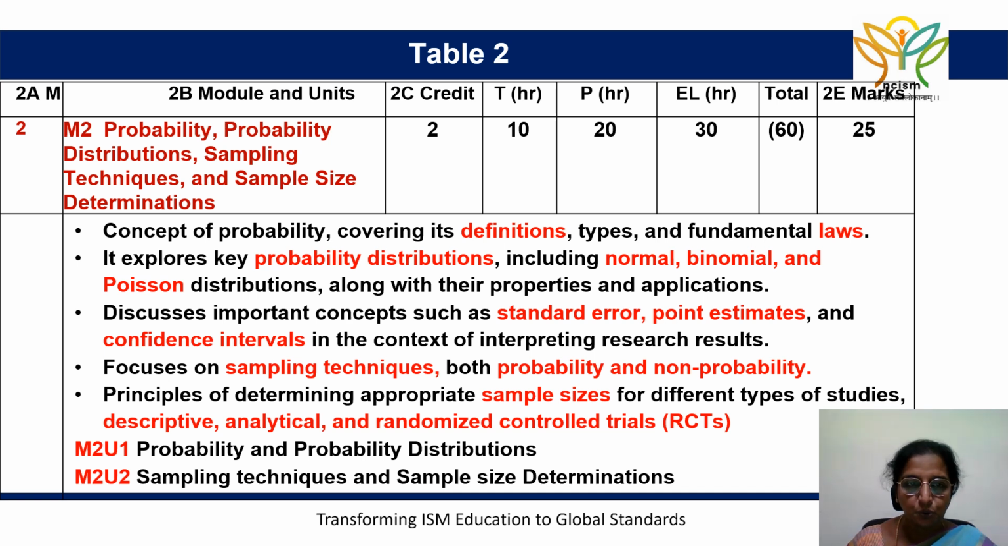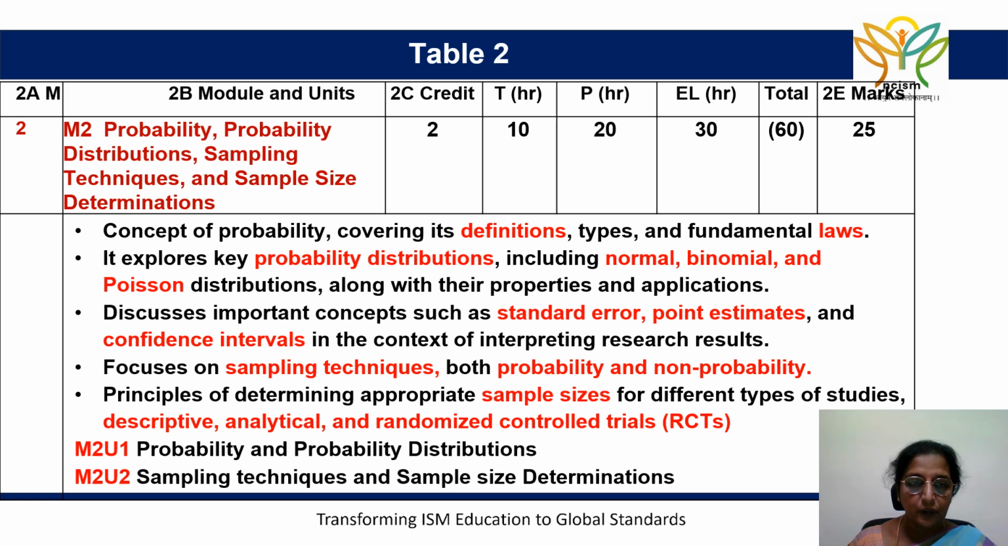Coming to module 2, it consists of 2 units. M2U1, broad title is probability and probability distribution. M2U2, sampling techniques and sample size determination. It carries 2 credits with 60 notional learning hours and 25 marks assigned for the university examination. So at the end of this module, the students must be able to define the probability and must be able to understand the fundamental laws.